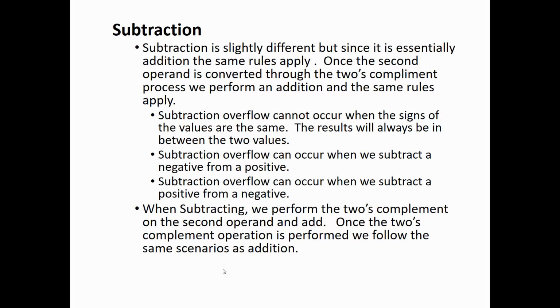Subtraction overflow cannot occur when the signs of the values are the same. And that's because whenever you do a 2's complement on the second operand, you're changing the sign essentially. Subtraction overflow can occur when we subtract a negative from a positive. It can also occur when we subtract a positive from a negative, and we make these two scenarios different. When subtracting, we perform the 2's complement on the second operand and add. Once the 2's complement operation is performed, we look at it just as if it was an addition.